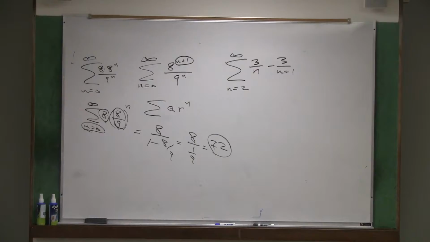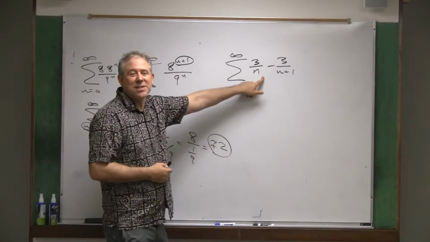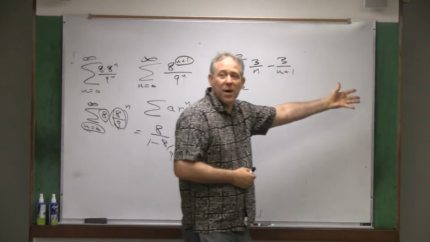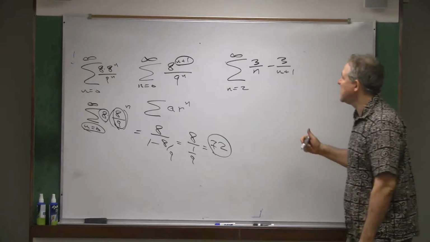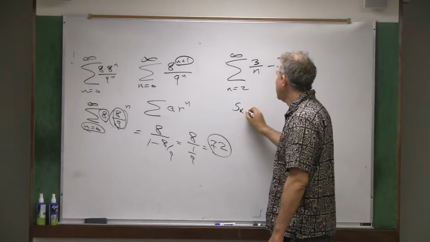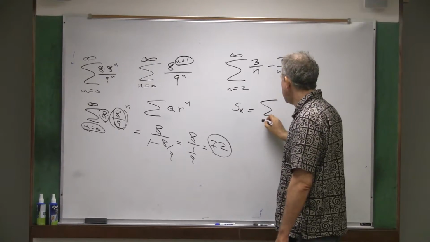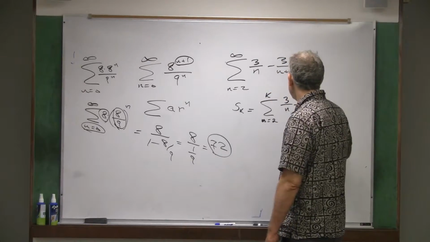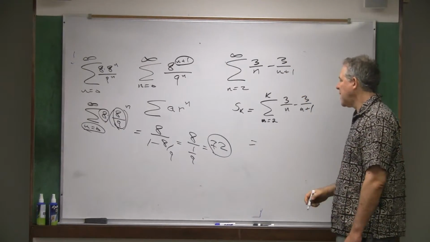Easy one, yeah? Okay, what do we do with this? We just plug in and figure out what the general S_k looks like. In other words, S_k is the sum from n equals 2 to k of 3 over n minus 3 over n plus 1. So we just want to plug in and figure it out.